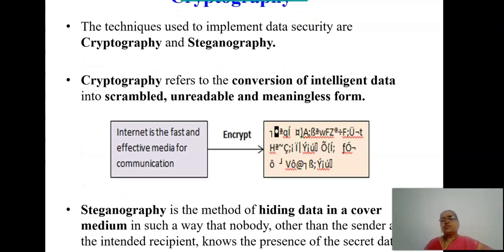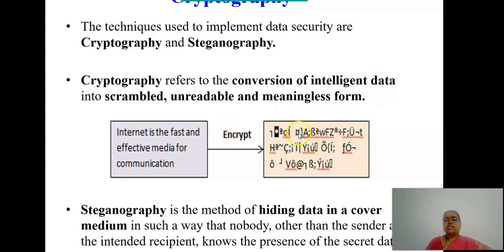The techniques used to implement data security algorithms are cryptography and steganography. Cryptography refers to conversion of intelligent data into scrambled, unreadable, and meaningless form. So the original data is a meaningful one which is readable, but the converted data is meaningless. The hacker or an unauthorized person cannot read it.